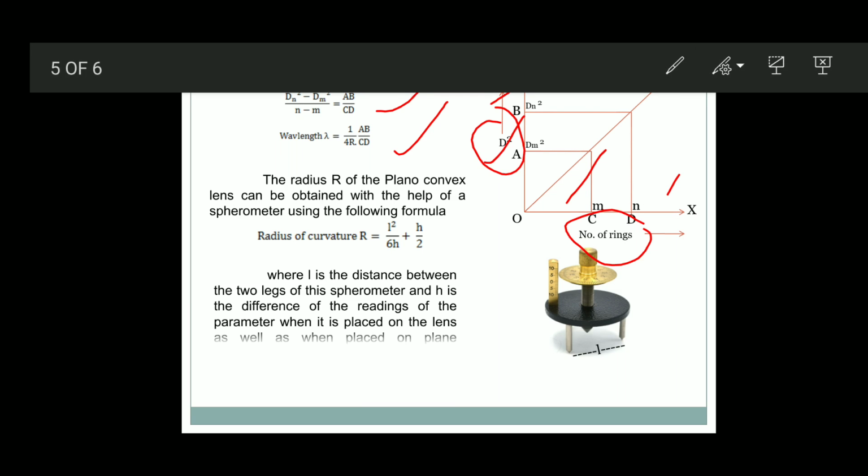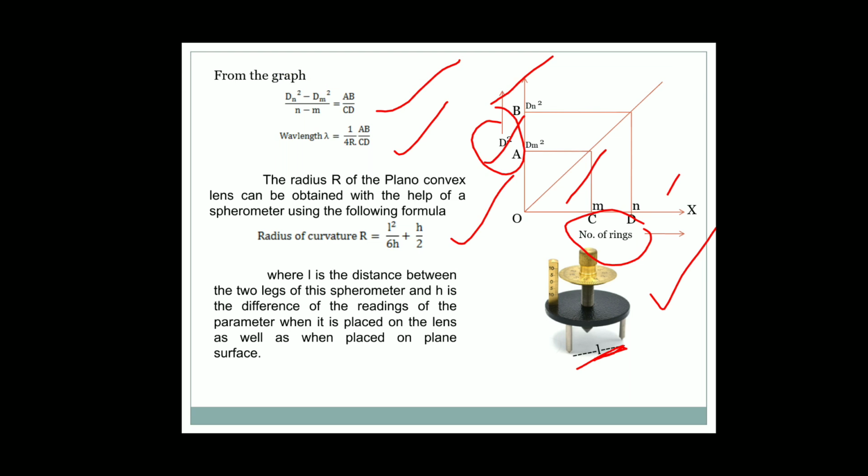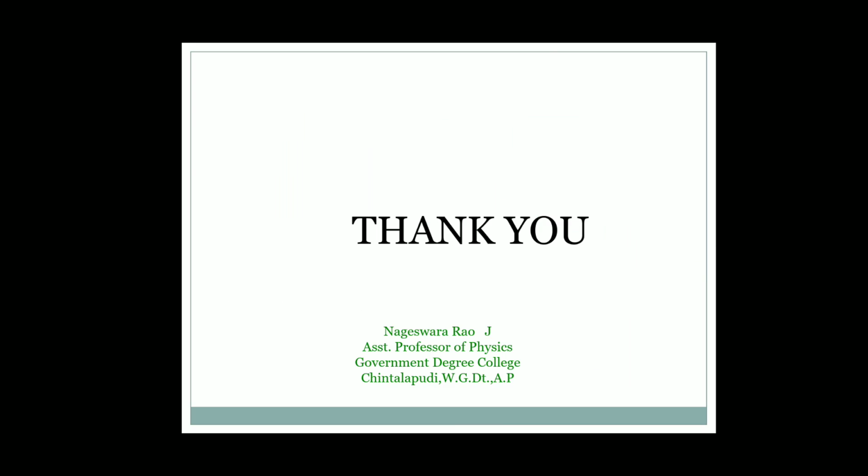This is the spherometer, where the radius of curvature of the plano convex lens is R equal to l squared by 6h plus h by 2, where l is the distance between two legs of the spherometer and h is the height measured using the spherometer. So substituting these values into the above equation, we can determine the wavelength of light. This is the experimental procedure to determine the wavelength of monochromatic light using the Newton rings experiment. Thank you.